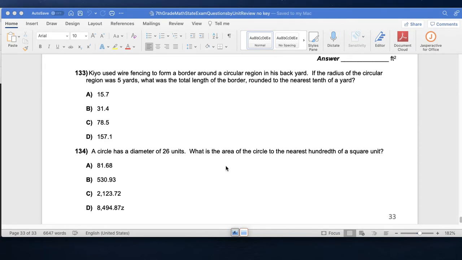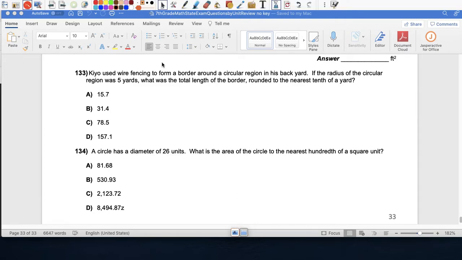133. Kyo used wire fencing to border a circular region. So there's a circular region in his backyard. The radius of the circular region was 5 yards. What's the length of the border? So they want the circumference, right, because he's putting up a fence. Let me draw the fence, drawing a fence around his circular yard.